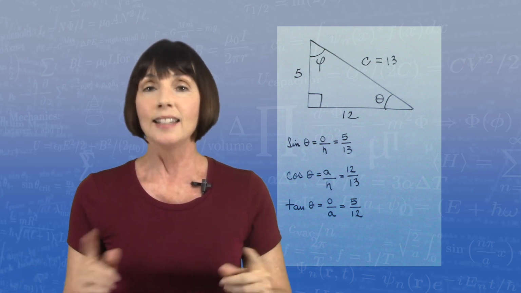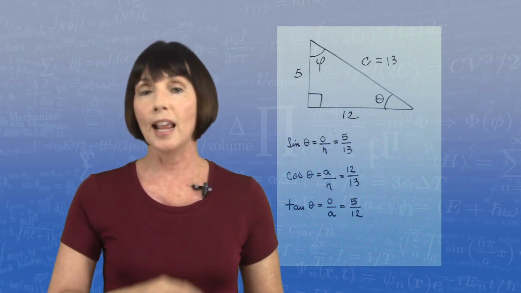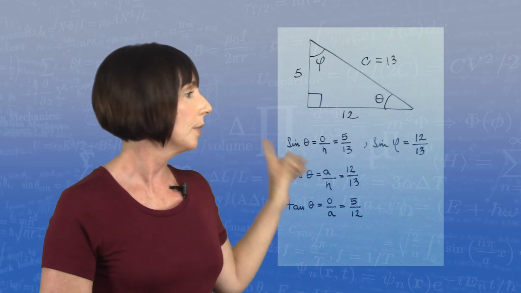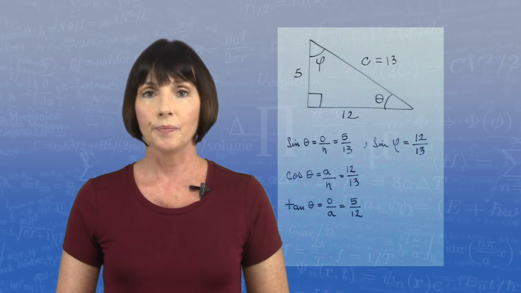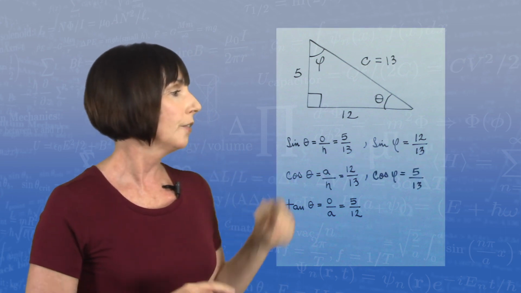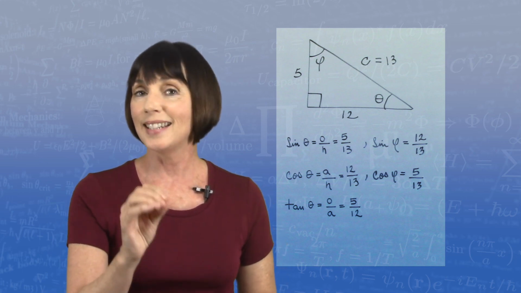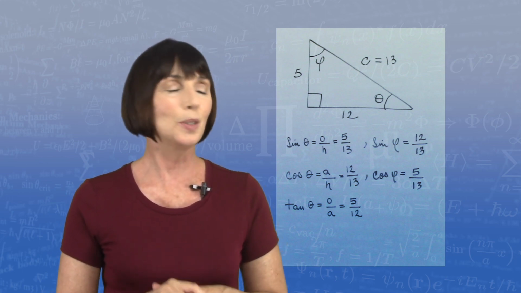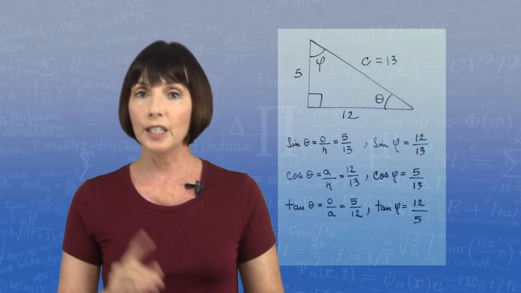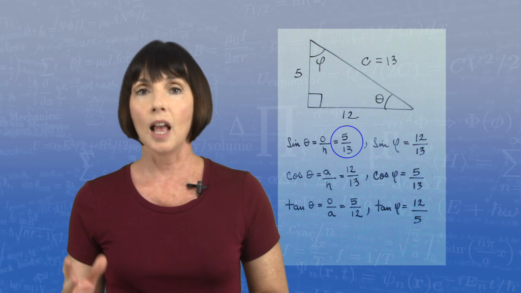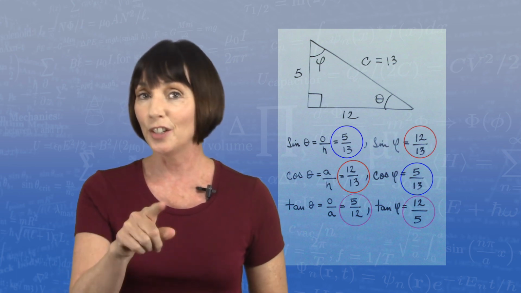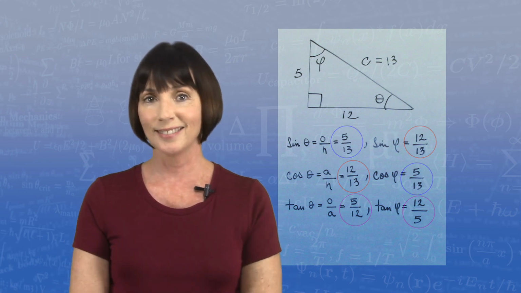That's it. Now, let's do the same thing for our other angle, phi. The sine of phi is equal to 12 over 13. The cosine of angle phi is equal to 5 over 13. And the tangent of angle phi is equal to 12 over 5. Now you'll notice for each of our acute angles, the sine and the cosine are equal to each other, and vice versa. And their tangents are reciprocals.